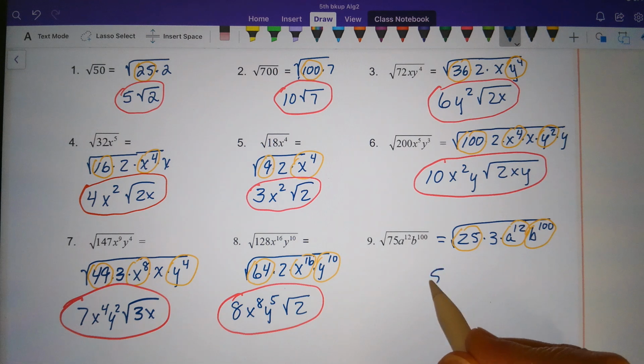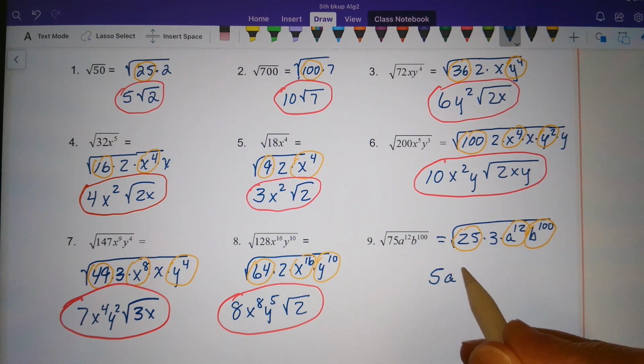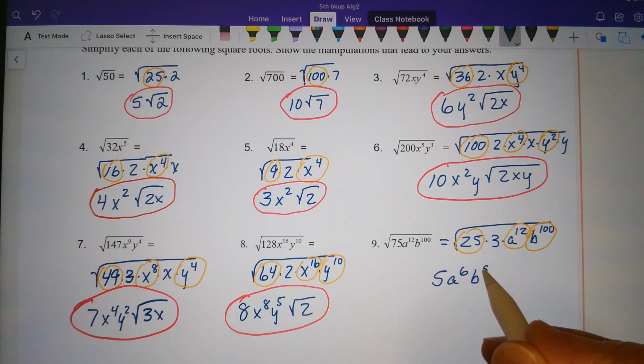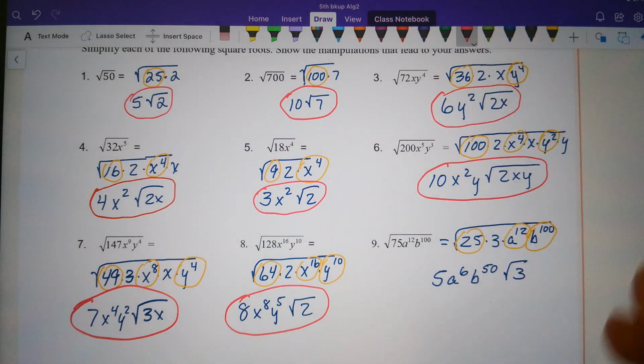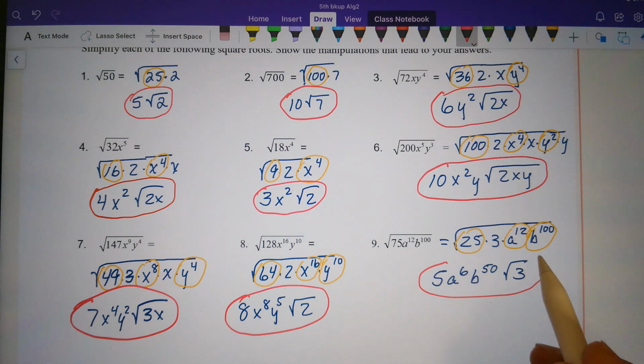Square root of 25 is 5. Square root of a to the 12th is a to the 6th. Square root of b to the 100: b to the 100 times a half is 50. Square root of 3 remains. So 5, a to the 6th, b to the 50th, square root of 3.